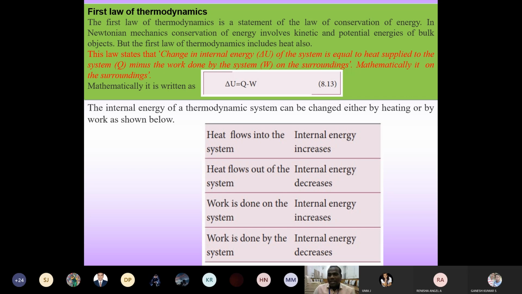So just try to compare these values. If heat flows into the system, the internal energy increases, and the value for Q will be plus. If heat flows out of the system, the internal energy will decrease, and the value of Q will be minus. If work is done on the system, the internal energy increases, and W will be plus, and if work is done by the system, the internal energy decreases, so the W value will be minus. Just try to compare these points.